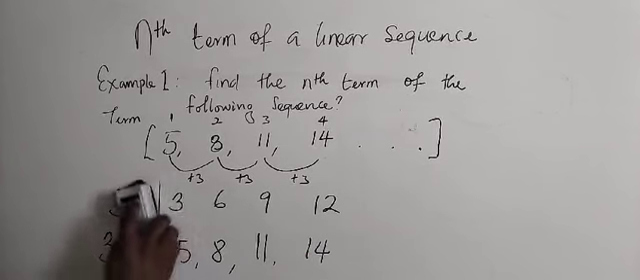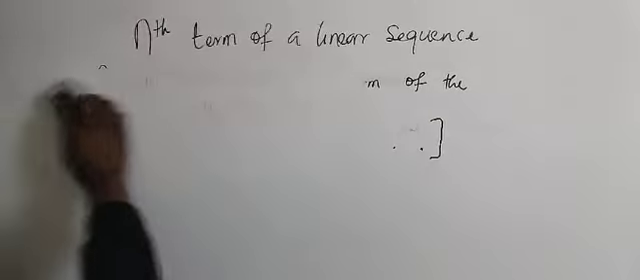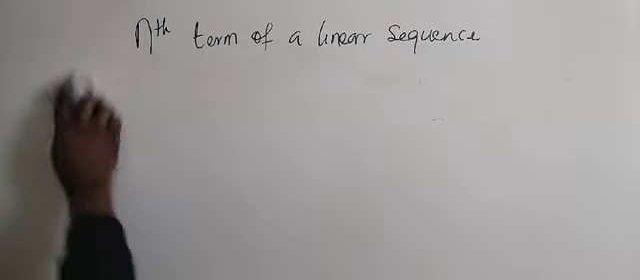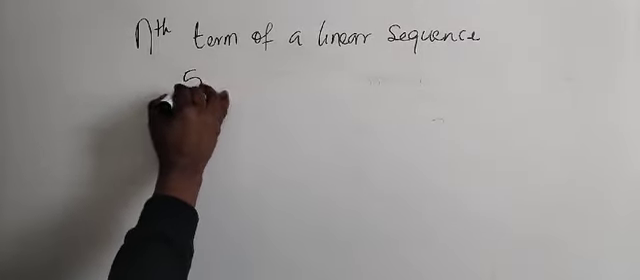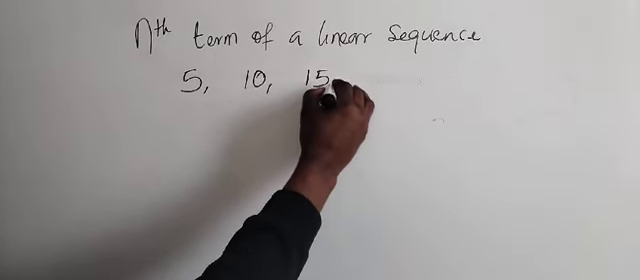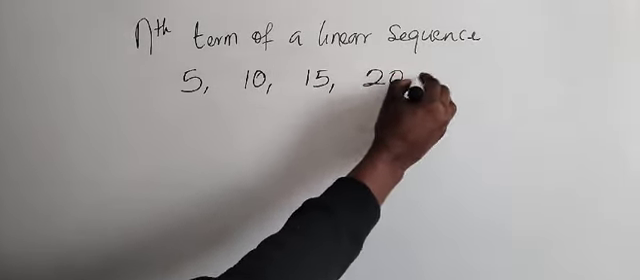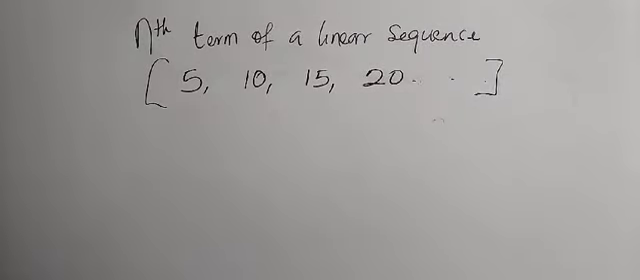Now, let's take a look at another example to find the nth term of a linear sequence. Another good example is 5, 10, 15, 20, and so on. To find the nth term of this sequence, the first thing we need to check is the difference from term to term.